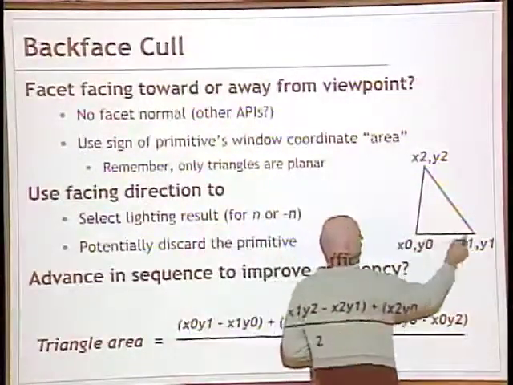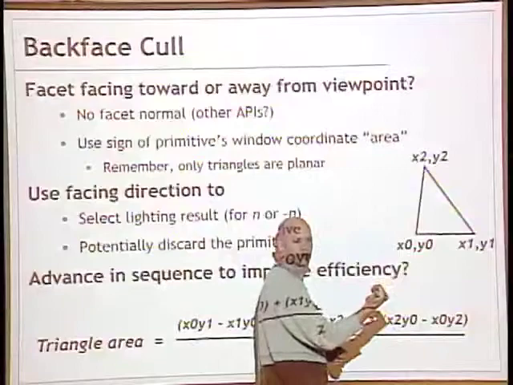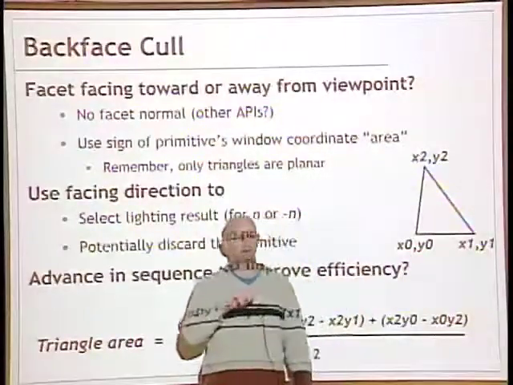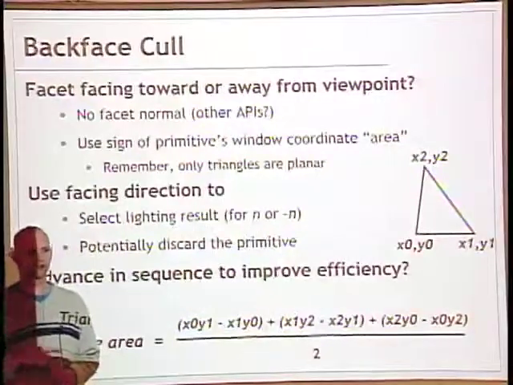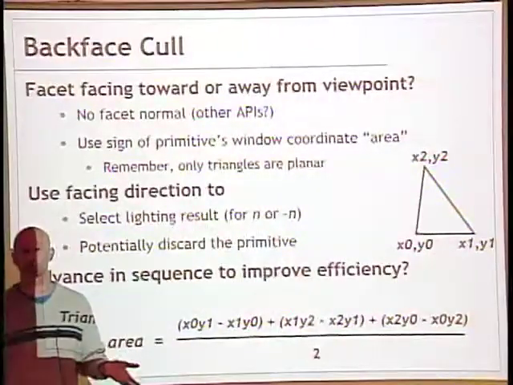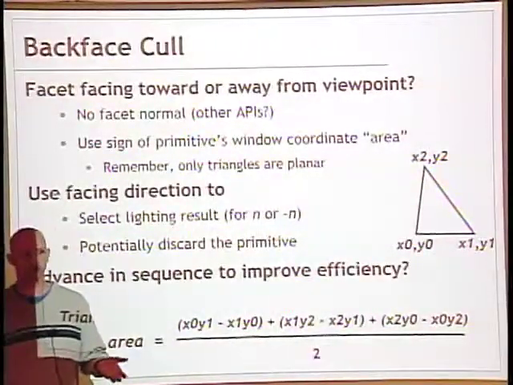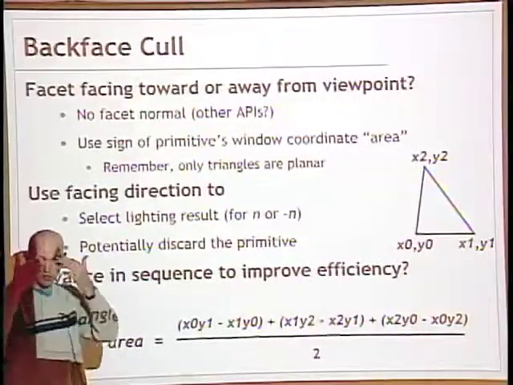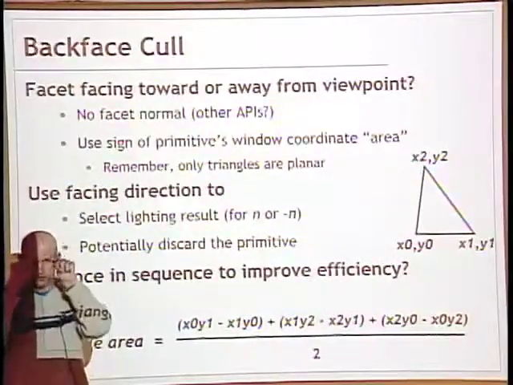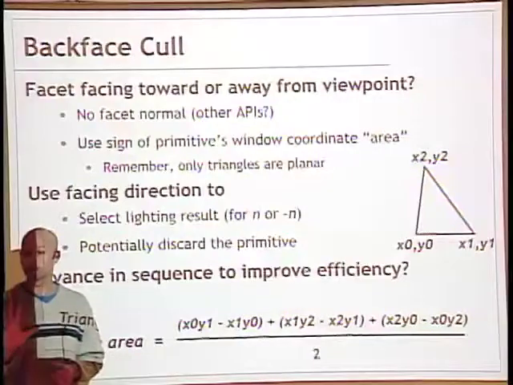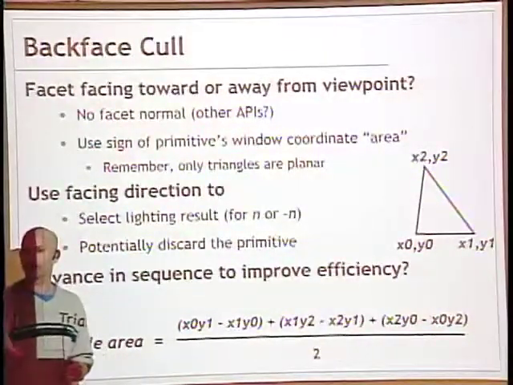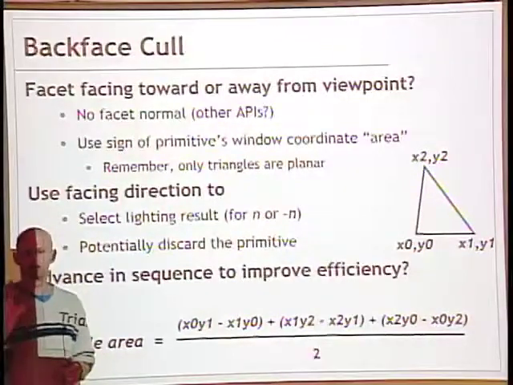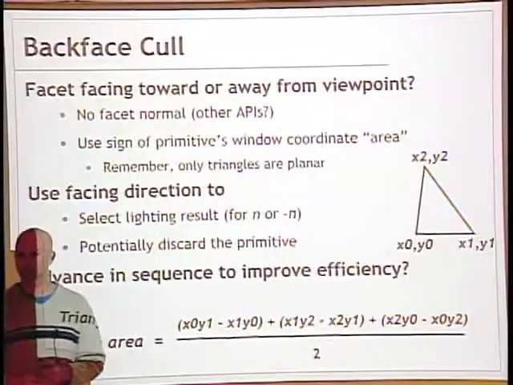Positive areas go in this winding order. Negative areas go in this winding order. And so if I specify all my triangles in counterclockwise order, let's say, then when we look at the triangle, the ones that face toward the camera are going to appear counterclockwise. The ones that face away from the camera, we're going to be looking at their backside. So they're going to appear clockwise.